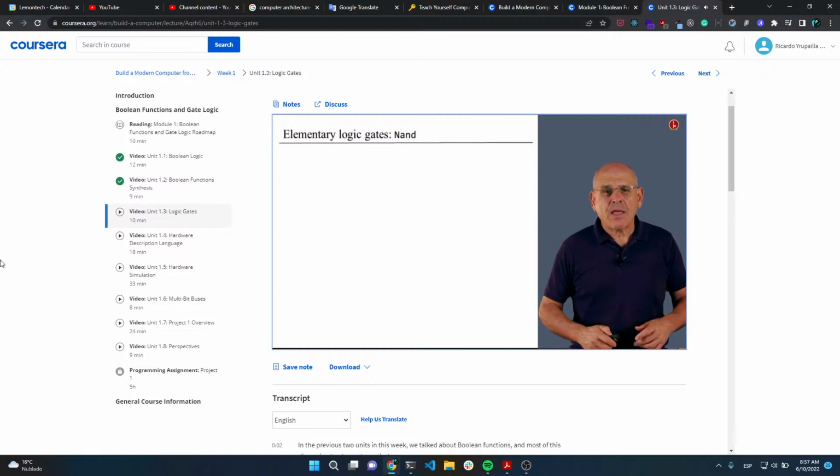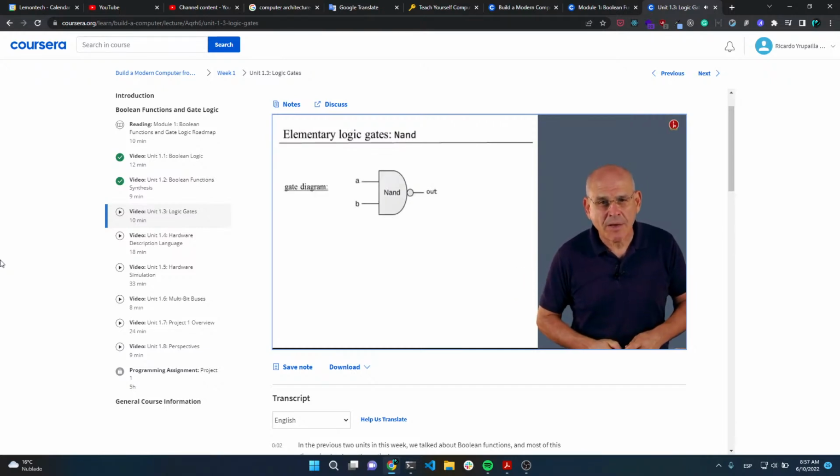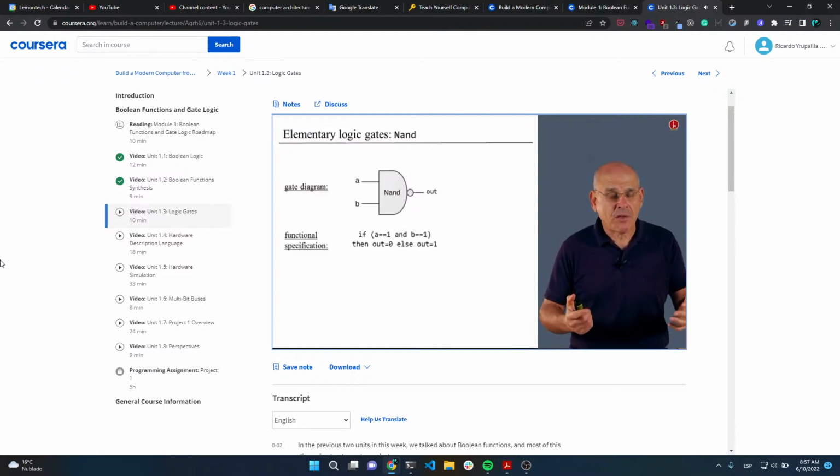called NAND. Here's the definition of a NAND. This is actually the standard diagram that we use to describe a NAND gate. It has 2 inputs and a single output. Everything here is binary, so A, B, and out are either 0 or 1. Here is a functional description of this gate. If both inputs are 1, we output 0. Under any other circumstance, we output 1.